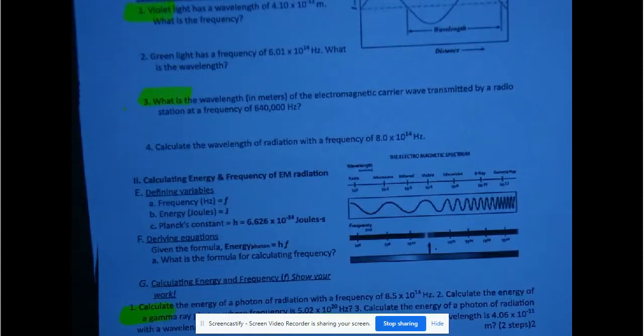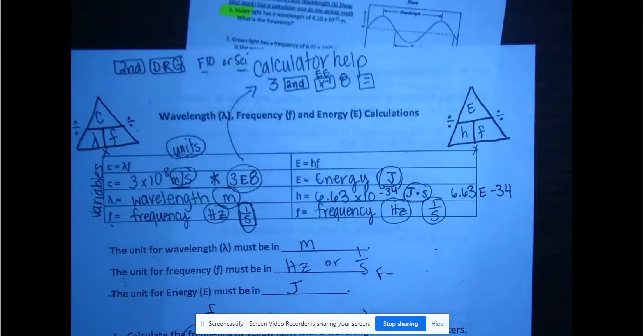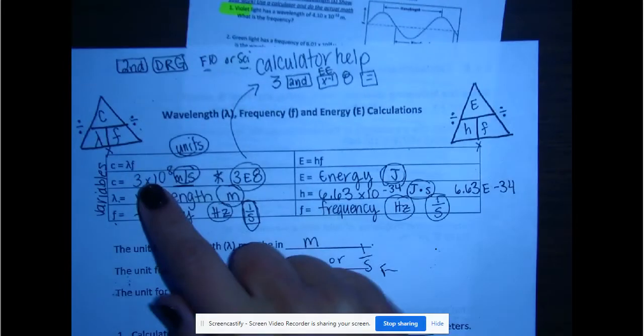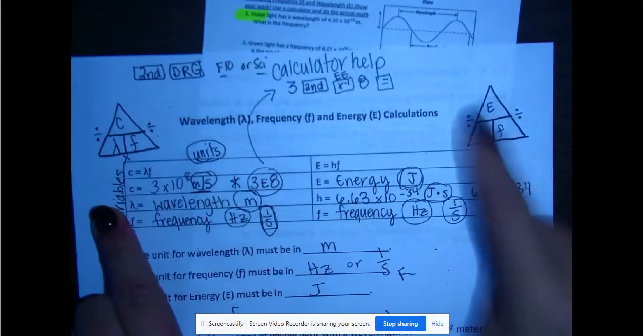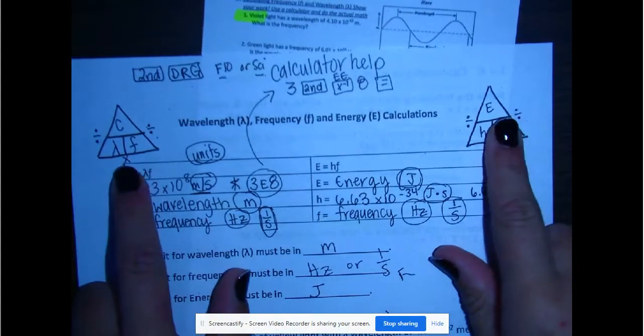Calculations that we wanted to go over again. So just a reminder, how many of you are using the triangles to help with your calculation? Okay, good. It's a useful tool, so I recommend using it. So you had your triangle here and here. These were the two equations that we had.